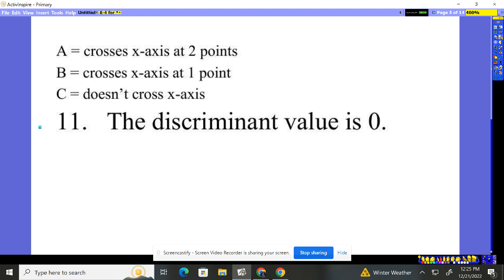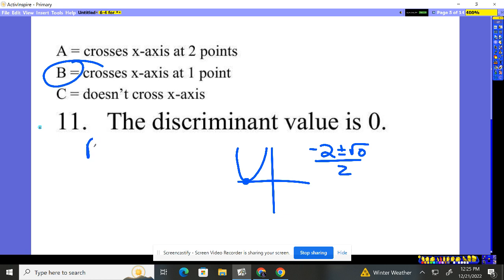So let's look at number 11. Discriminant value is a 0. That means it simply comes, touches in one spot, and goes away. There's only one solution when the discriminant is a 0, because in that quadratic formula, you might have like negative 2 plus or minus the square root of 0 over 2. Well, adding 0 and subtracting 0, you're going to get the same thing. So you're going to get one solution, which is where it hits right there. So it only crosses in one spot. So the answer here is B for number 11.